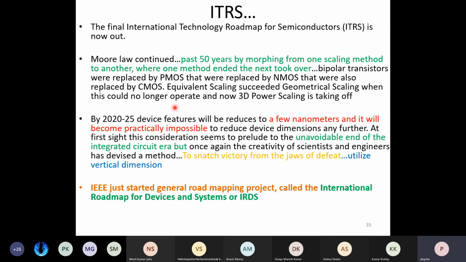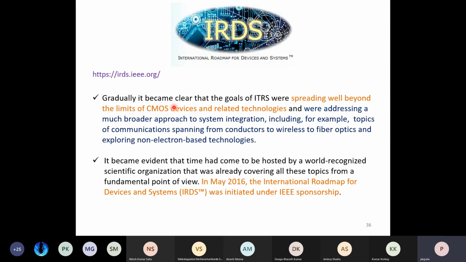Now let me just mention briefly, as I said to you before, please go to this site and look for more information about the present trends or present roadmap of semiconductors and beyond semiconductors. You see the focus is spreading well beyond the limits of CMOS devices and related technologies. That is why IRDS was developed, because it's no longer only the expertise from the semiconductor industry. We need expertise from other industries and other academia platforms also.